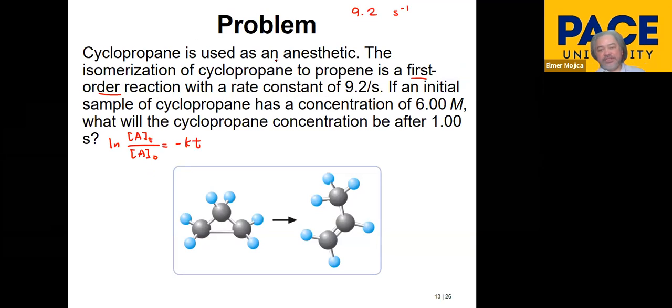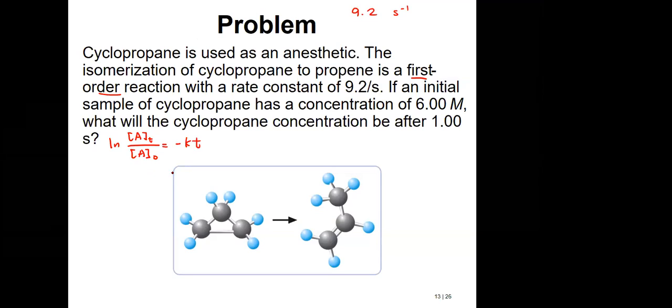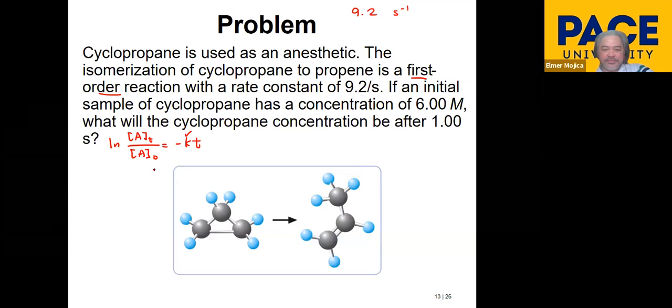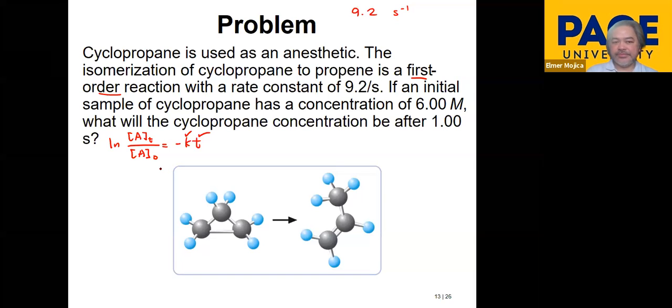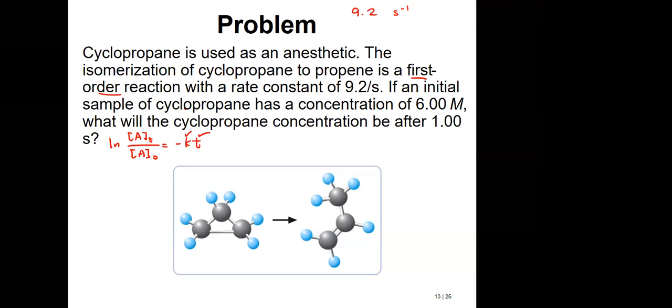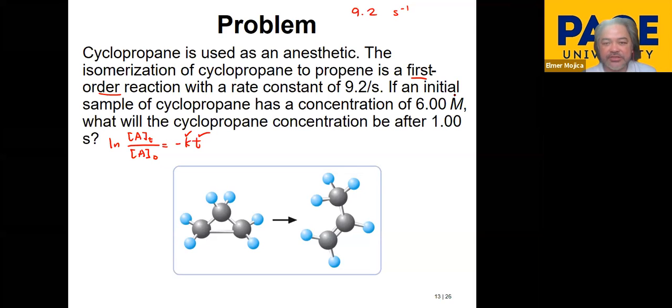So based on the given problem here, what information is given? Anyone? k. Okay, k is given. What else? t. t is the given time. Okay. What else? Which one is given, [A]t or [A]0? The initial or the concentration after time? [A]0. Okay. The one that is given is [A]0 because you have an initial concentration.